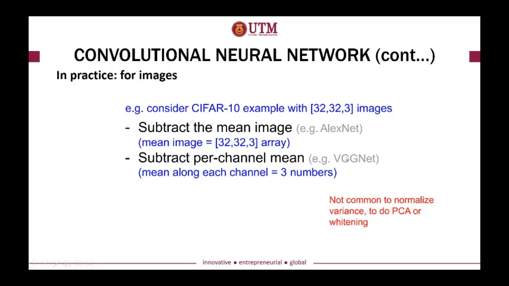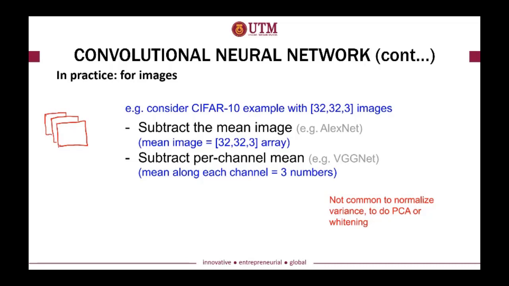And another example is VGGNet. This is another well-known CNN. They also apply mean normalization. However, it's a little bit different from AlexNet. What is the difference between this and this? Both apply mean normalization, but for AlexNet, the input is a color image. Remember, it's a color image. The input size is the standard 32 times 32 times 3. The depth here is equal to 3 because you have RGB. That's why the depth equals 3.